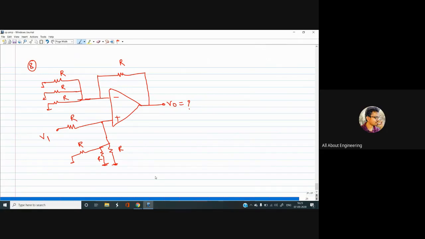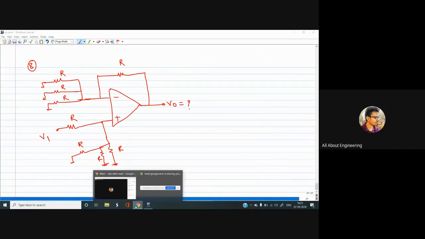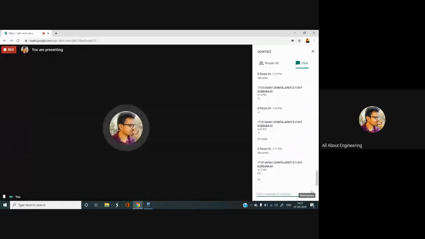Now, with this idea from this circuit, you can get a new interesting circuit, that is adder subtractor circuit, which is quite similar to this. Your answer is, are you solving or shall I explain? V1, yes, absolutely fine, V1. Okay, Pawan, shall I explain?